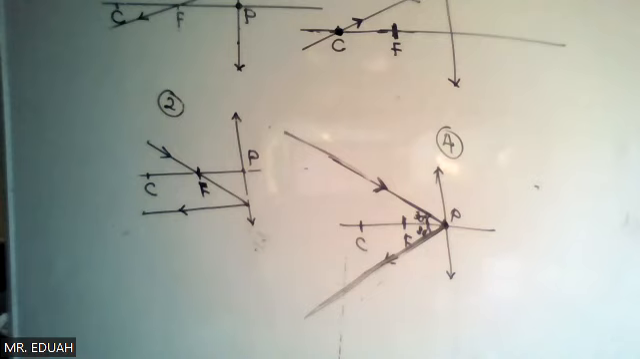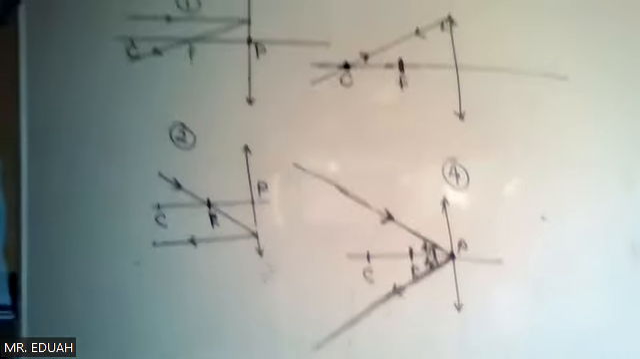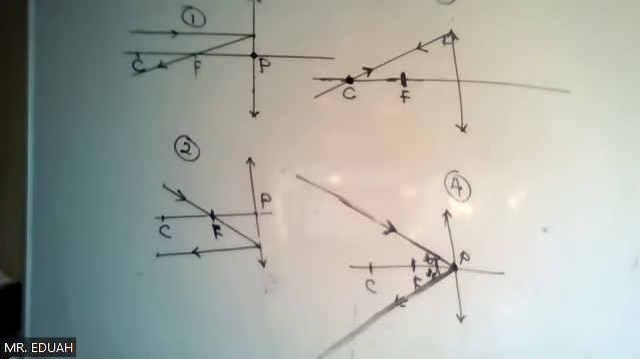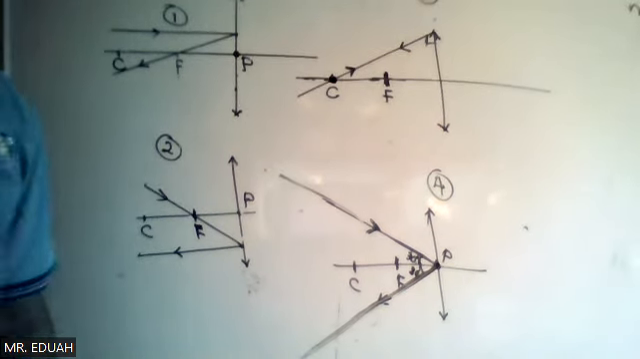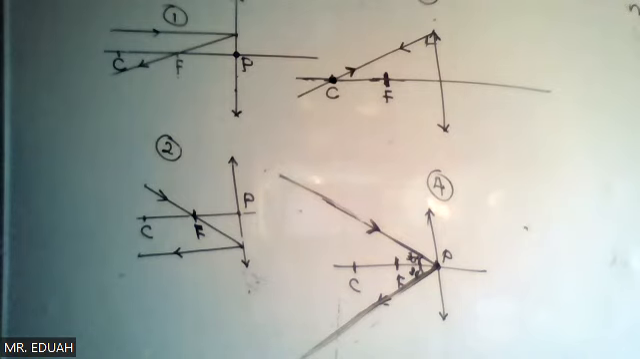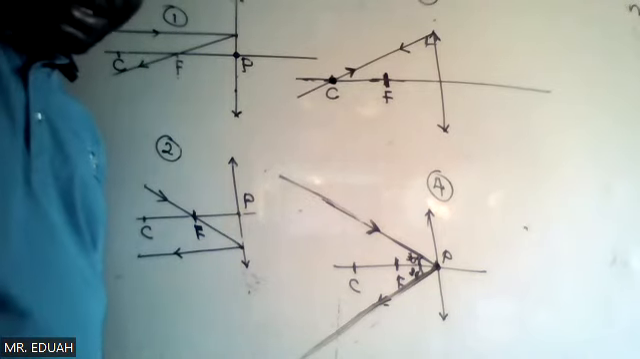So, these are the rules we'll be using for our ray diagrams on Friday. Formation of images in spherical mirrors. And the rules apply to both concave and convex. It isn't for one of them. Any question?